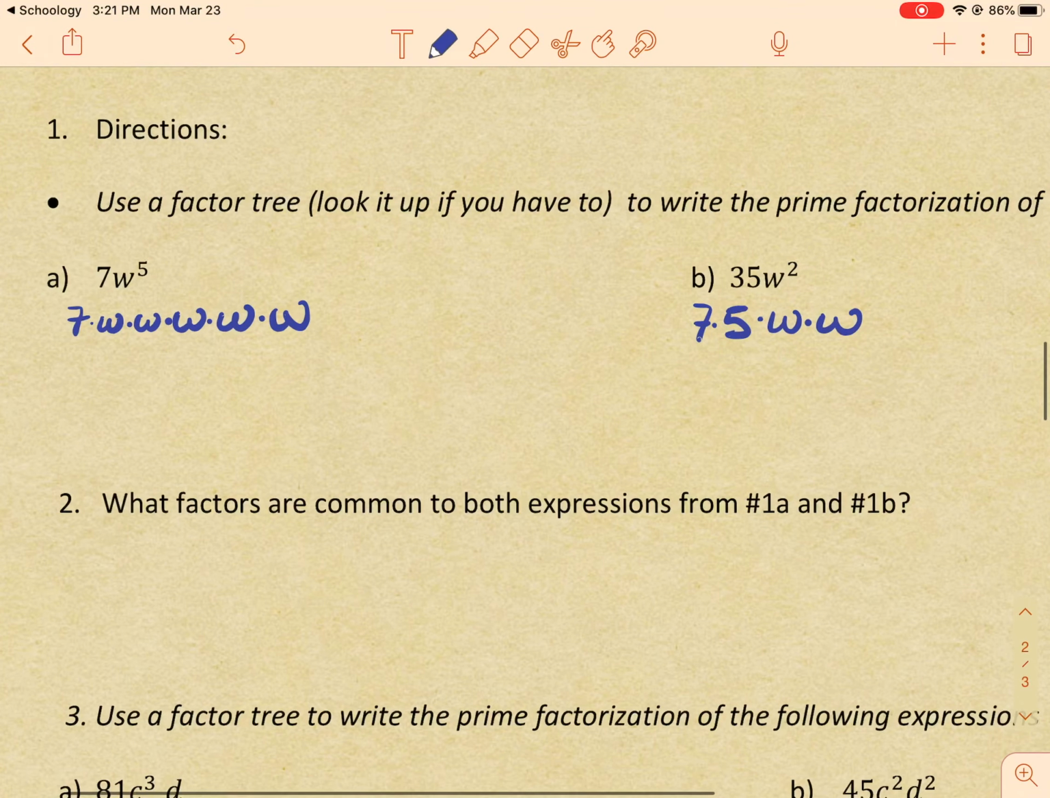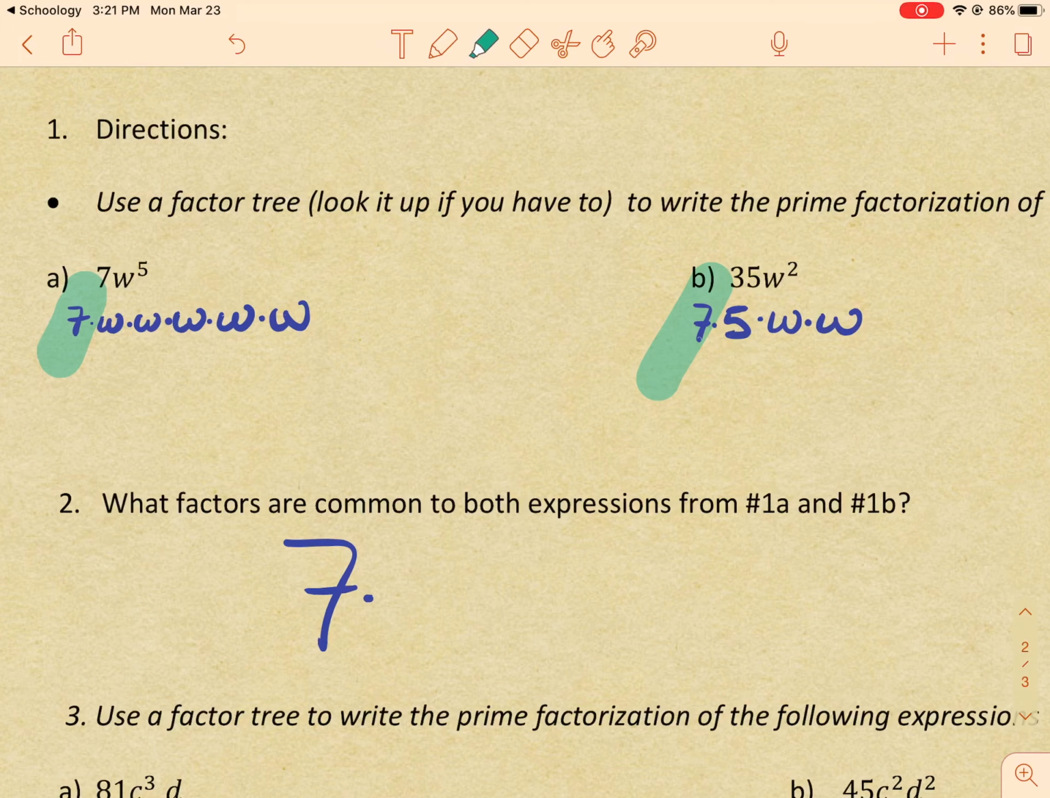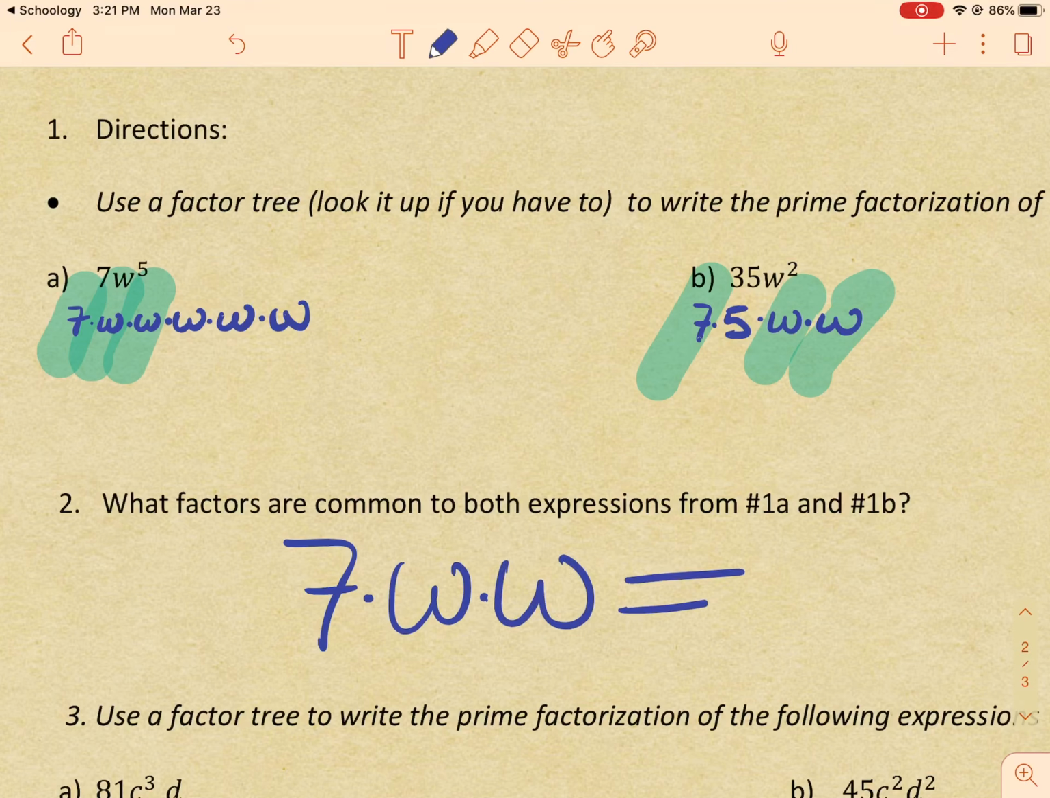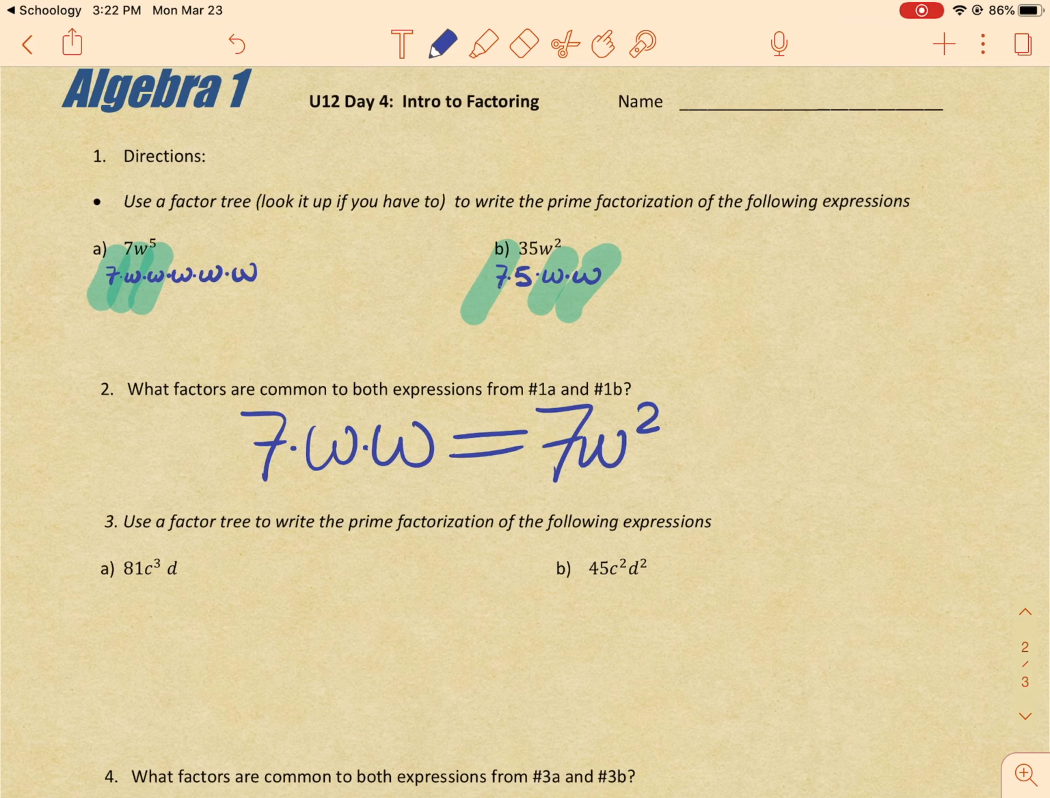So for the second part, they're saying, what factors are in common to both of them? Both of them have a 7, so I'm going to use that. Both of them have two w's, which is w squared. So what I'm actually finding is the least common denominator, so to speak, even though they're not a denominator here, but you're getting 7w squared.